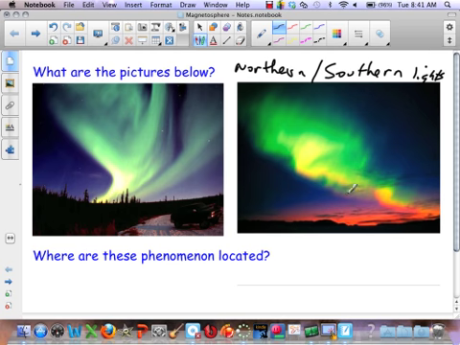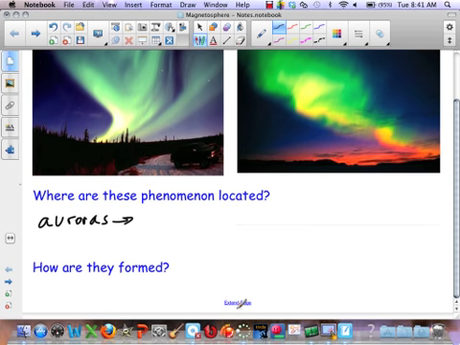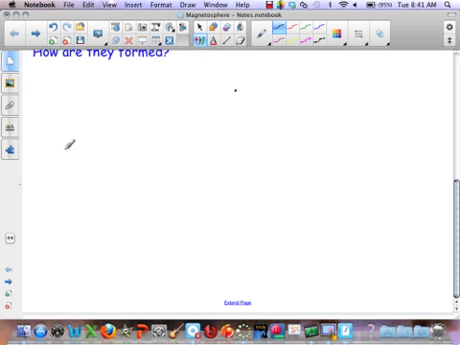Now, again, these things are called the auroras. And then they actually had two very specific names. We had the aurora borealis, and then the aurora australis.